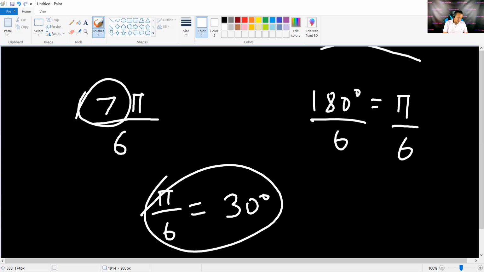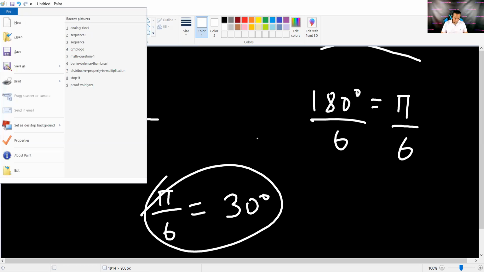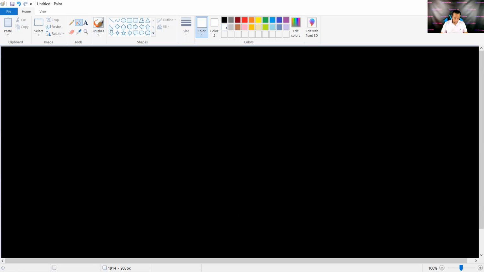Now, let's find the arc length of something. If we want to find the arc length, I think I'm going to do a separate video for that, which is coming up right after this one.